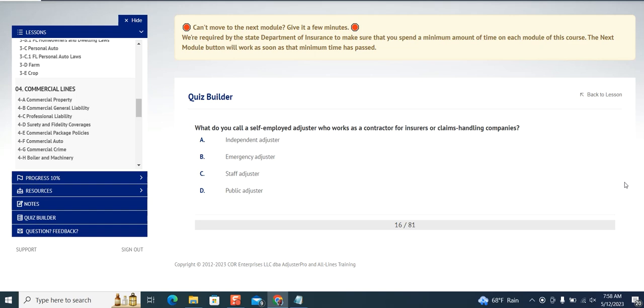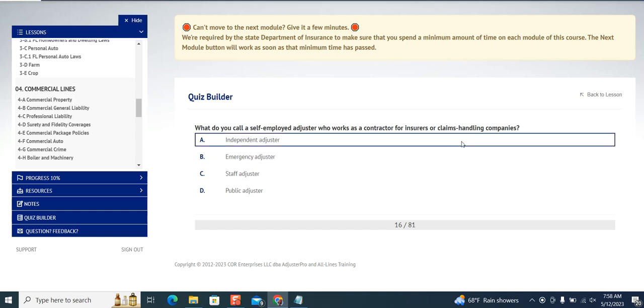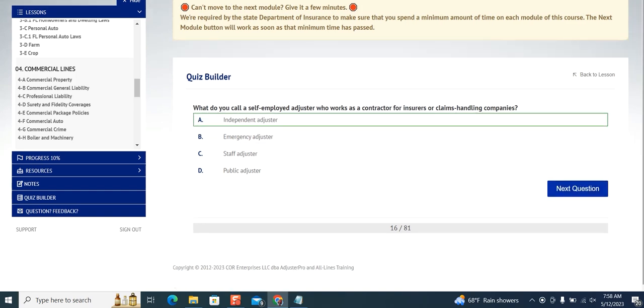What do you call a self-employed adjuster who works as a contractor for an insurer or claims handler? You call them what I'm trying to be, independent adjuster. Come on now.